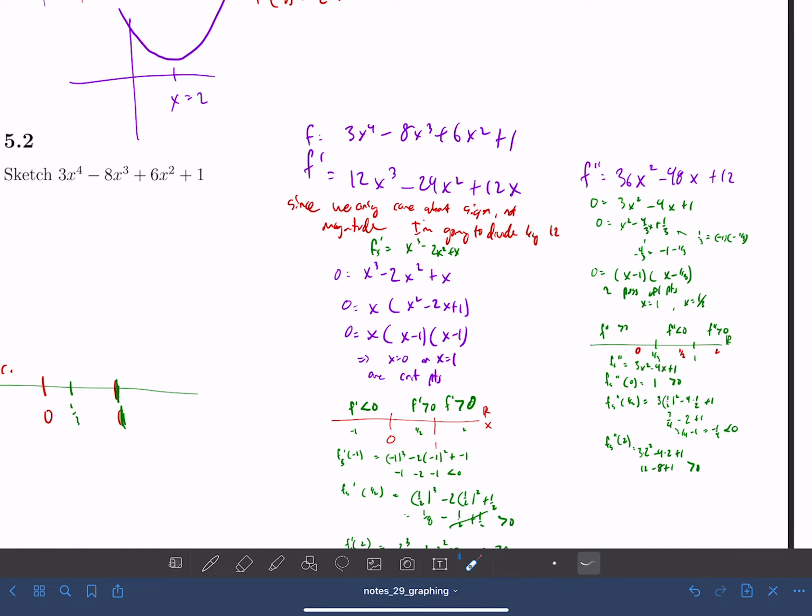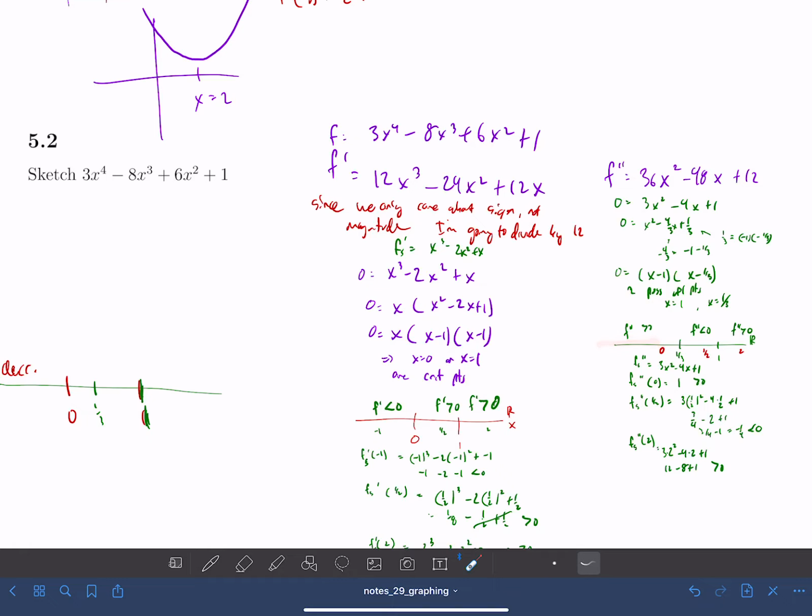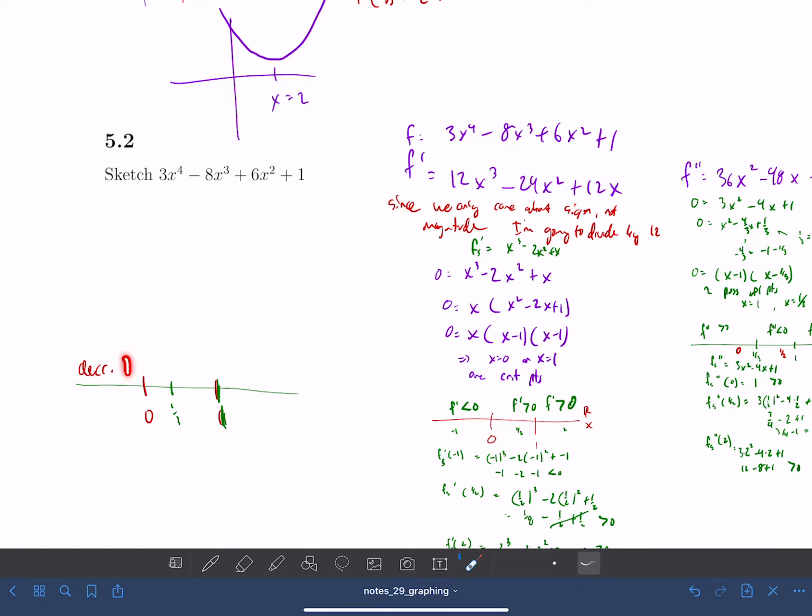And what's the concavity? Well, we'll do a lookup over here. It's that part right there. It's concave up. Decreasing, concave up. From 0 to a third, f prime is bigger than 0. We've got increasing. From a third to 1, I've got increasing. From 1 to infinity, increasing.